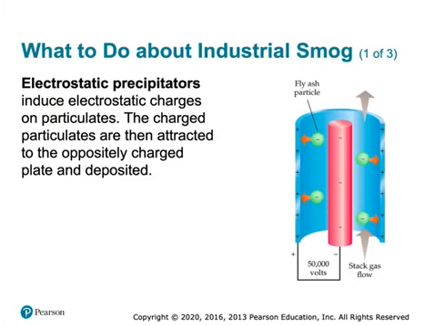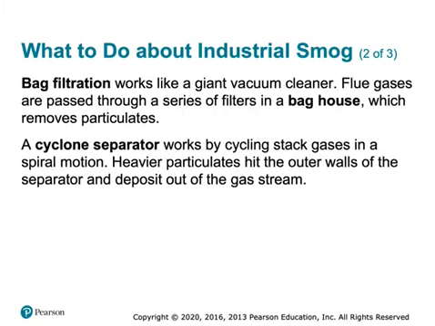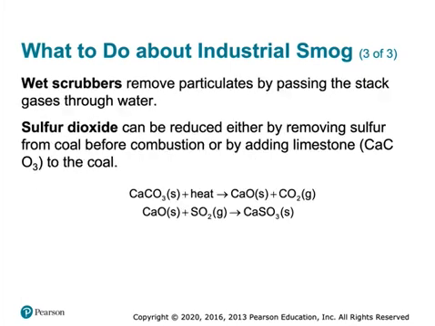So how do you prevent industrial smog? You get rid of the particulates. You can use an electrostatic precipitator, which uses electricity to charge the particles and take them out that way. Bag filtration is kind of like an old school vacuum cleaner. A cyclone separator uses a spiral motion to trap the particles. A wet scrubber runs water through the particulates in a stack.